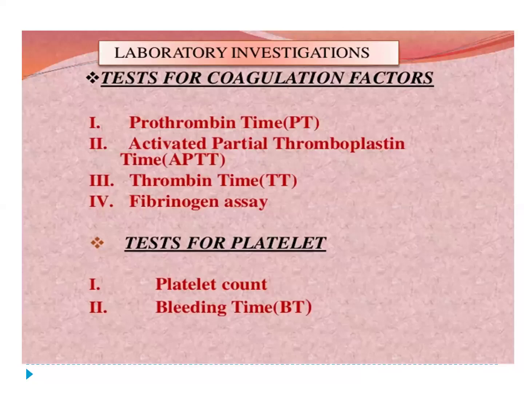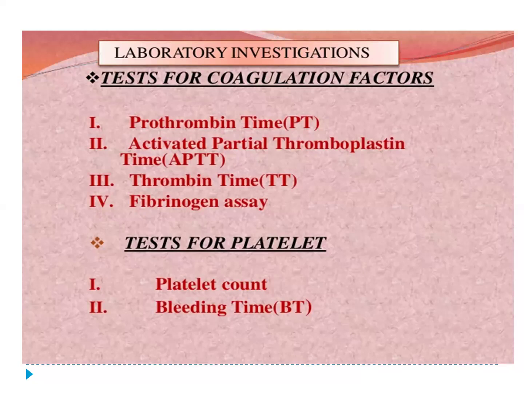So the tests for coagulation factors: if you determine that yes, there is a bleeding disorder, you need to do tests. The basic screening tests are PT, APTT (activated PTT), thrombin time, fibrinogen assay, and a platelet count or a bleeding time. The platelet count and bleeding time are for platelets.